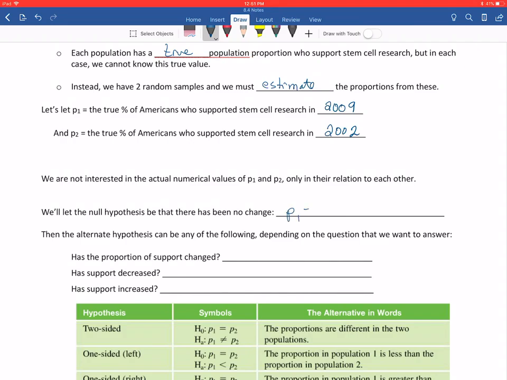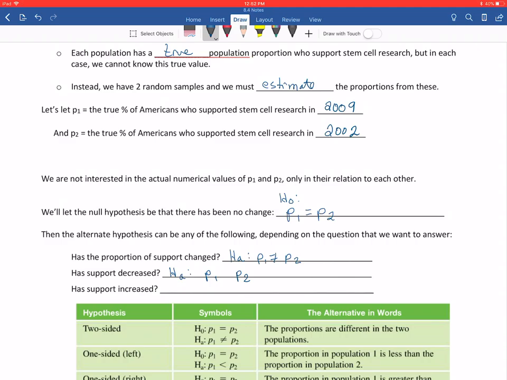So our null hypothesis is going to be that there really is no change, that P1 and P2 are the same. That's our null. Then we can write an alternate hypothesis in any of three ways. So we could just say we're claiming that it has changed in some fashion so that they're not equal to each other. We might claim specifically that it has decreased.